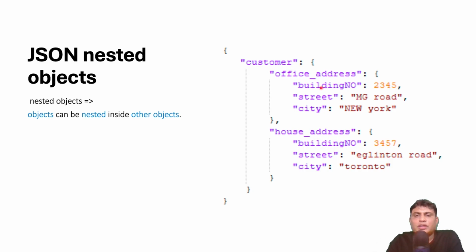You can observe that office_address and house_address have the same names here: building number, street and city. But these will not conflict with each other, because we are representing these fields by the nested field path. What is a nested field path? You have to represent building number as customer.house_address.building_number, and the other will be customer.office_address.building_number. Same way for street and city. That's why these fields are different from these fields.